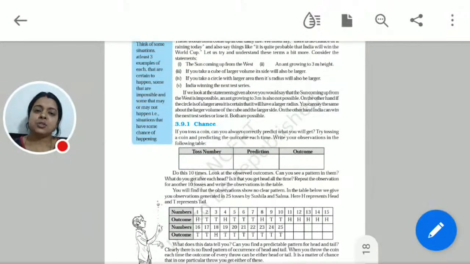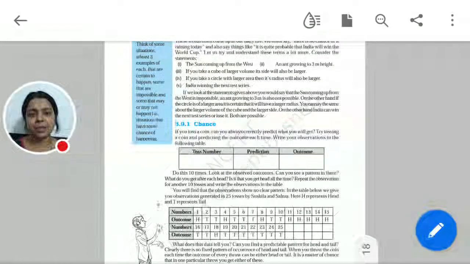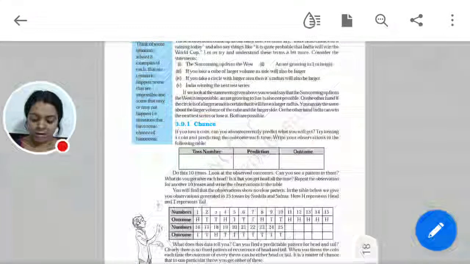So here you just see the topic is chance and probability. Let me tell you chance. How to explain chance? For example, you just see there is a dice. You know die, which helps you to play Ludo or snakes and ladder, that is called die. In a different word you can say dice also. So when we talk about dice, we just talk about dice.